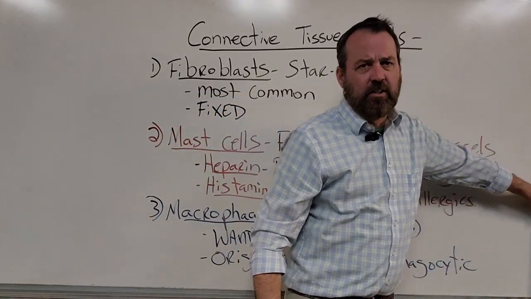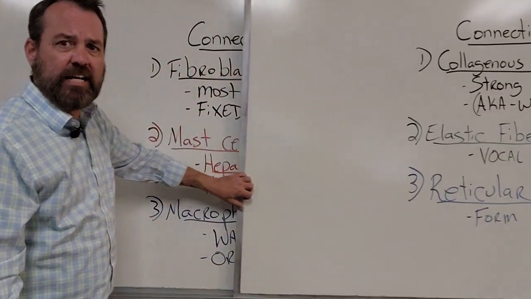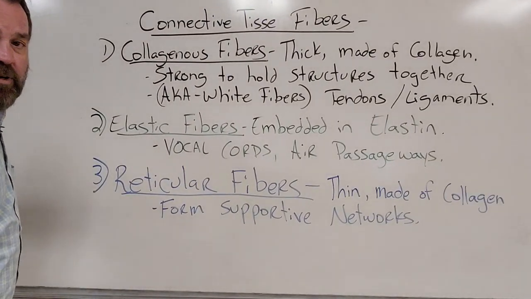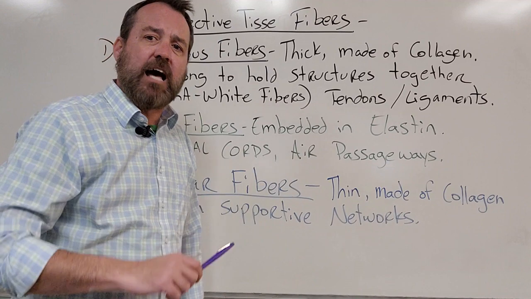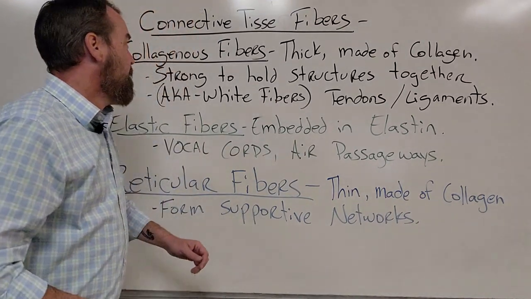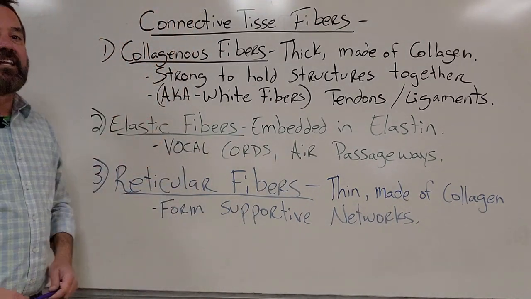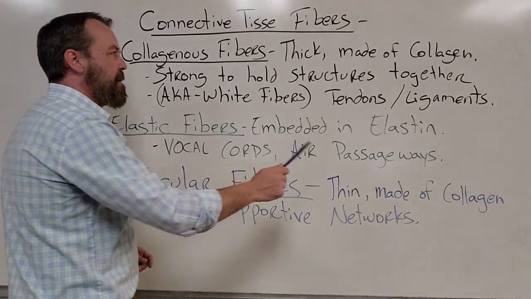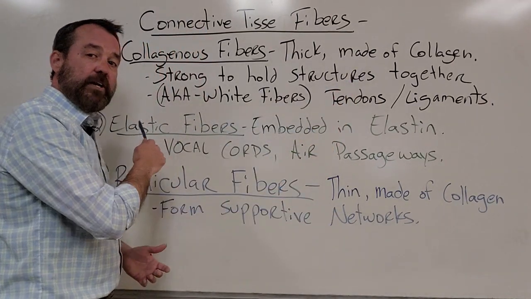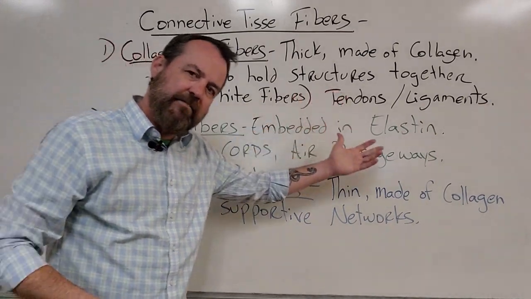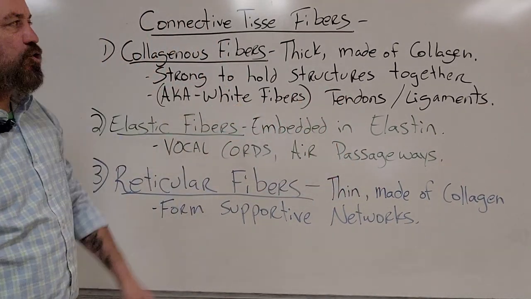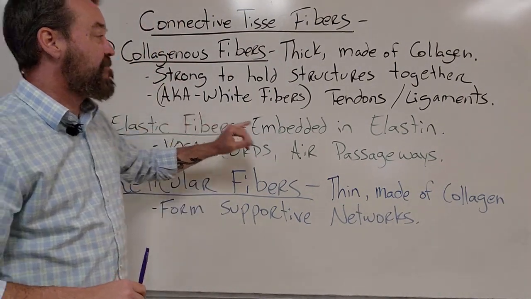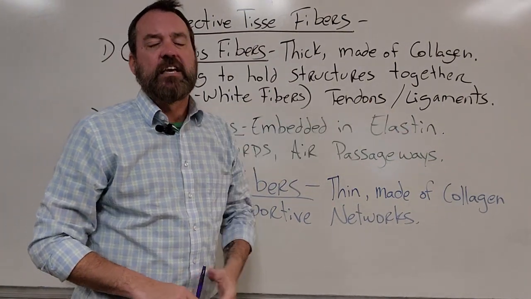The last thing we need to look at before we get into the actual connective tissues are the connective tissue fibers, the fibers that we're going to find in the various types of connective tissues. First are our collagenous fibers. These are the thickest of all of our fibers. They are made of collagen, which makes sense, and that's why we call them collagenous fibers. They are strong and help hold structures together. We also call these white fibers. We find them in our tendons and our ligaments.